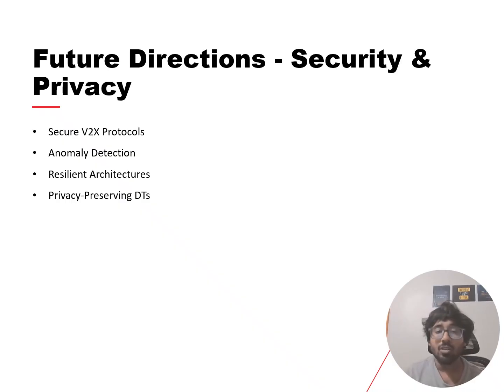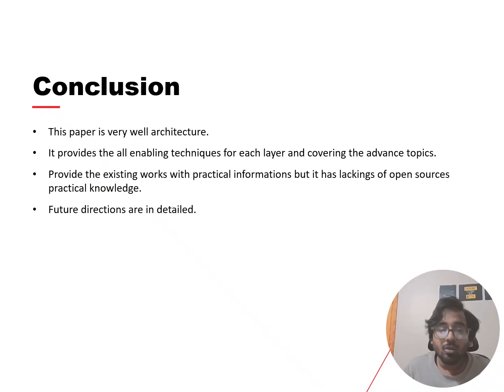Then in the future direction of security and privacy, they talk about secure V2X protocols, anomaly detection, resilient architecture, and privacy-preserving DTs. So in conclusion, we can say that the paper is very well structured and discusses all the enabling techniques and categorizes them. Also, they talk about advanced topics.